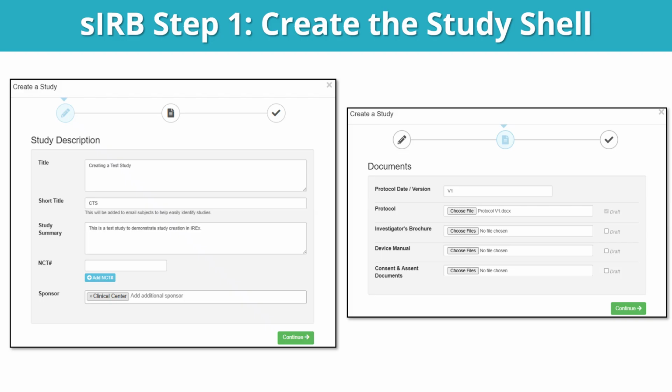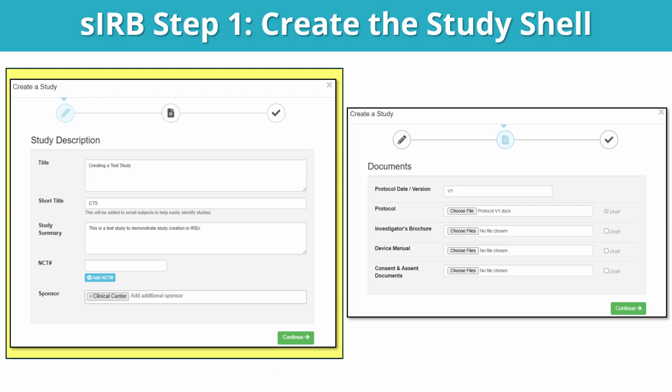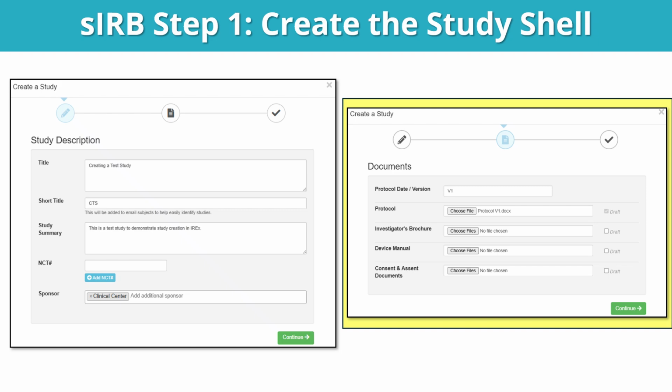First, the SIRB creates the study shell. This can be done at any time, as soon as the request to serve as the SIRB is submitted, anytime prior to lead site approval, or after the lead site is approved. All that's needed to create the study shell is the study title, sponsor, and a draft protocol.